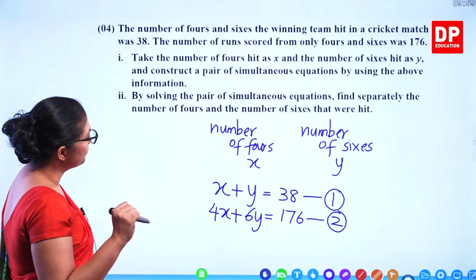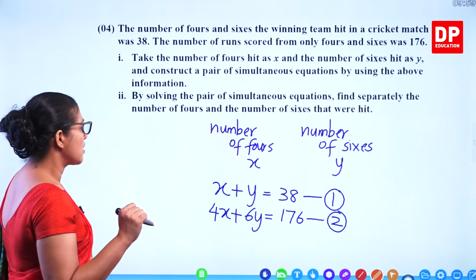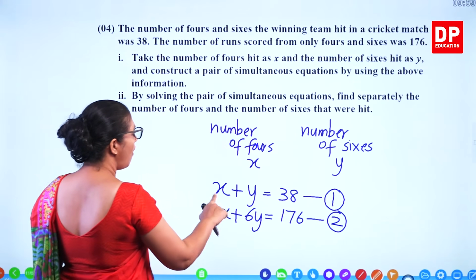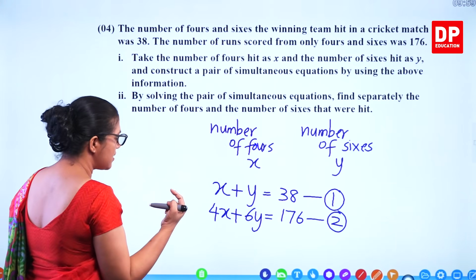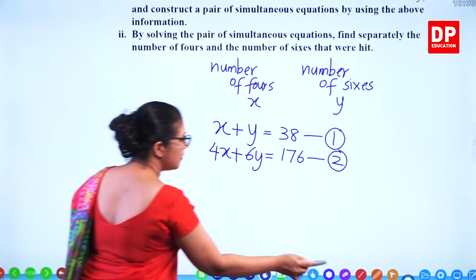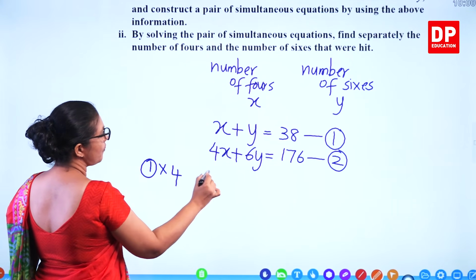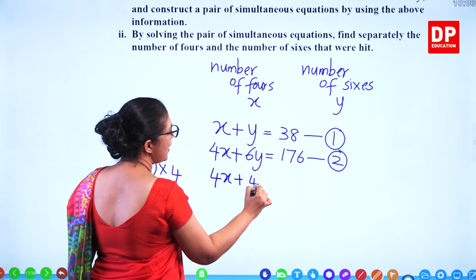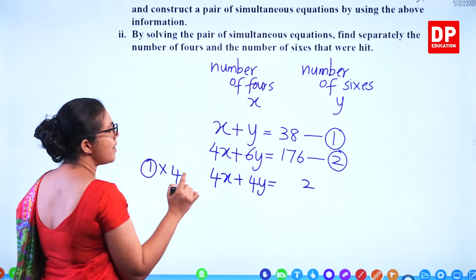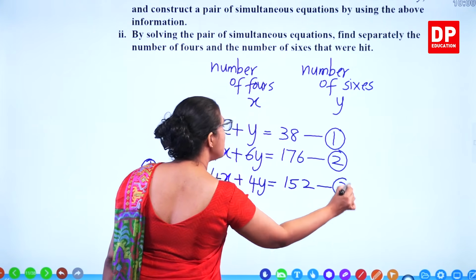How do we solve this? You can make the same coefficient. Either you can divide this by 2, or just multiply the first one by 4 and make the same coefficient. So it becomes 4x plus 4y is 4 times 38. 4 times 30 is 120, 4 times 8 is 32, so 152. So that's your third equation.